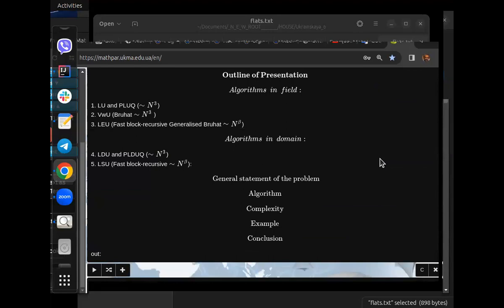The outline of my presentation is next. We have two parts. The first part is algorithms in the field: LU, VWU. And the second part is algorithms in the domain: LDU and LSU. The main part of my talk is LSU factorization.